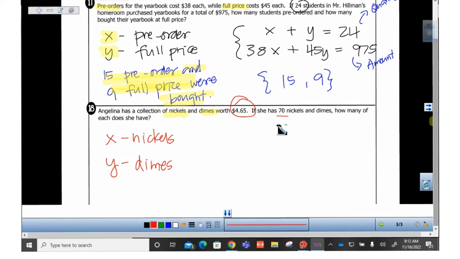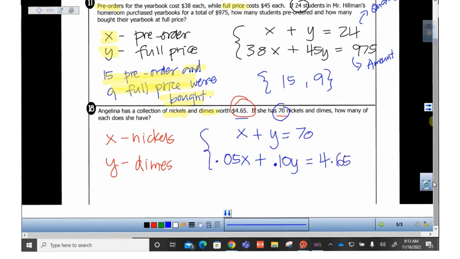There's a total money or coin value of $4.65 and combined nickels and dimes are 70 coins. Okay, so let's write our first equation. Nickels and dimes: X plus Y, the number of nickels plus the number of dimes combined is 70 total coins. Okay, that's the quantity. Now the amount or the value: nickels are 5 cents, right? And how do we write 5 cents? That is 0.05X plus the dimes. Dimes are 10 cents, so plus 0.10Y equals the total value, $4.65.